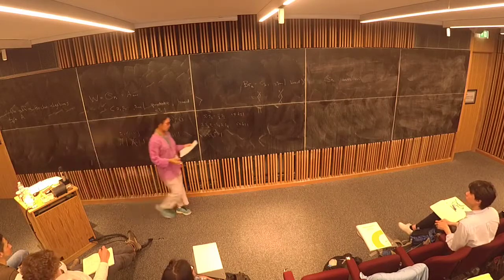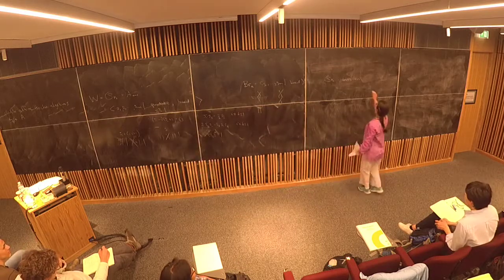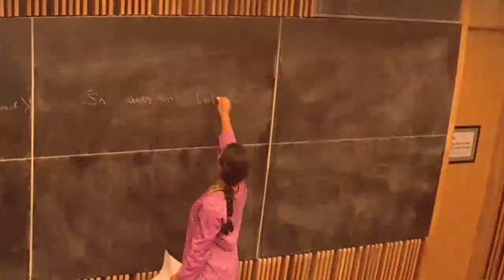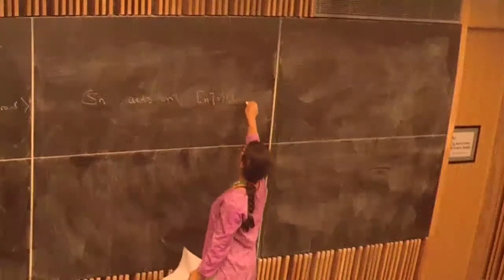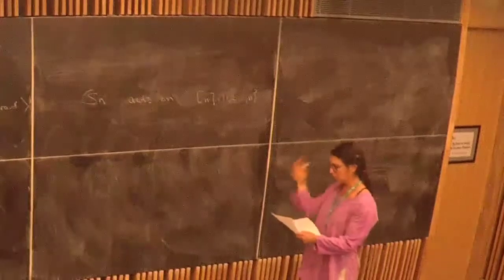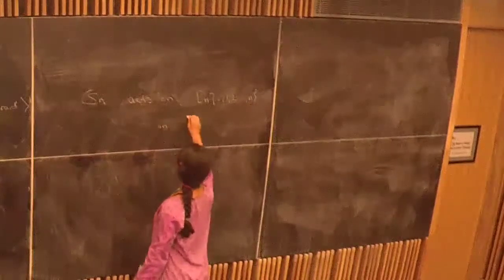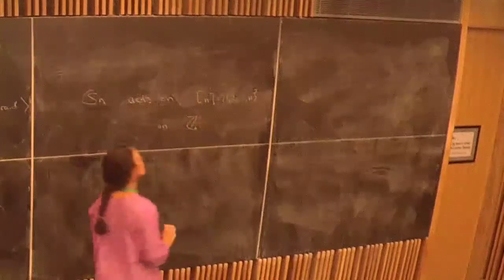Well, okay, it acts on the set 1 through n, which I'll write as [n], by permuting them. But it's also nice to stick this [n] inside of the integers and have it act n-periodically.